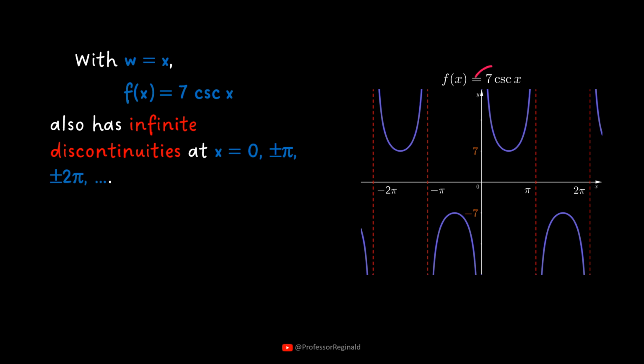Meanwhile, the scalar factor 7 does not affect the locations of the infinite discontinuities in this case. But it does affect the range, as shown in the figure.